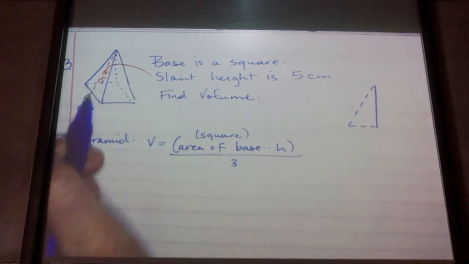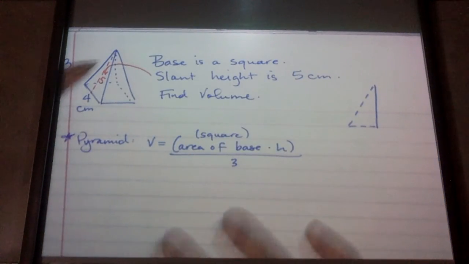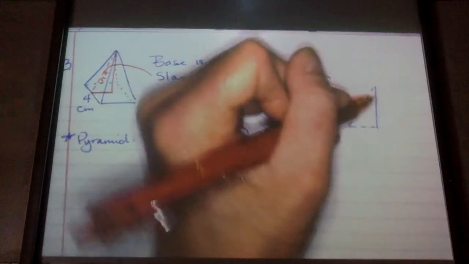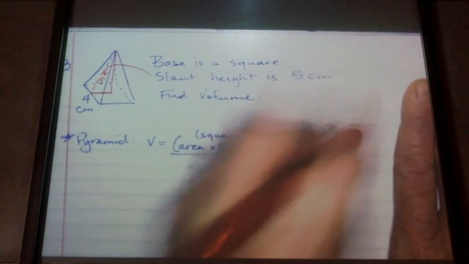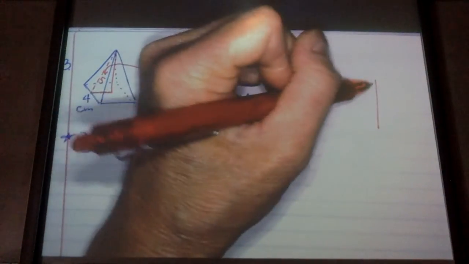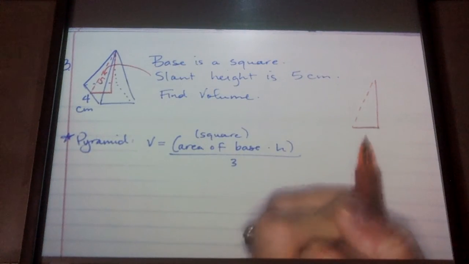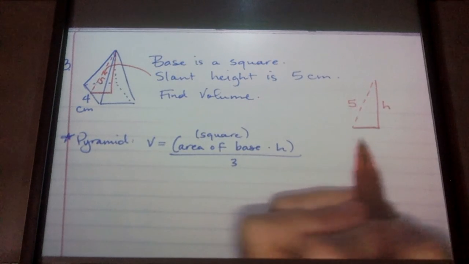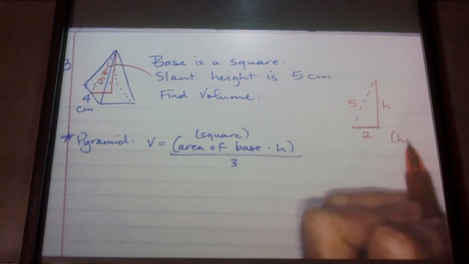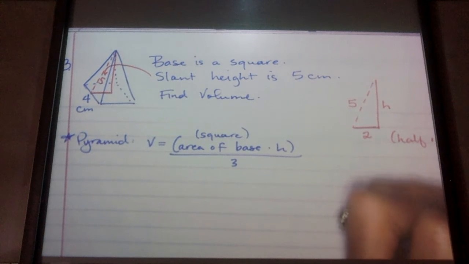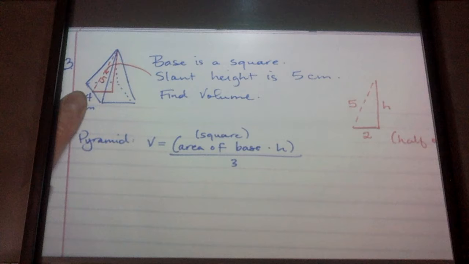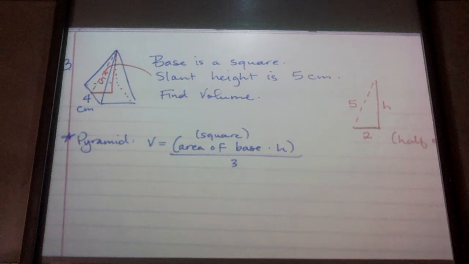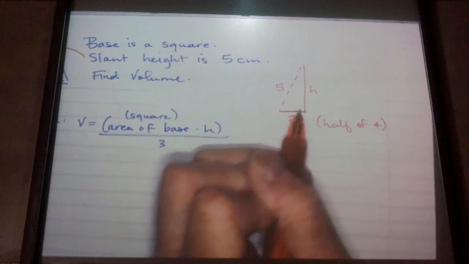I want you to picture, let's see if I can draw it. I want you to picture this triangle, and then what I should have done is draw it in red. So I know that this is 5. I don't know the height, but I know this must be 2, right? Half of 4. Because if it is a square, then I know that it's 4 this way, and I know that this is 4. So I need to find the height using the good old Pythagorean theorem.